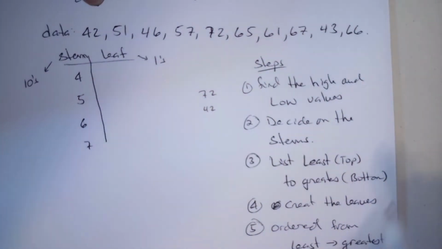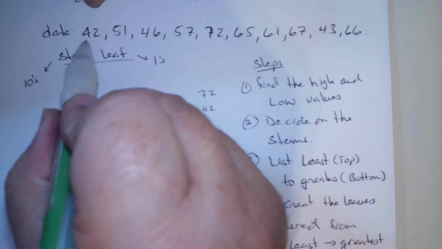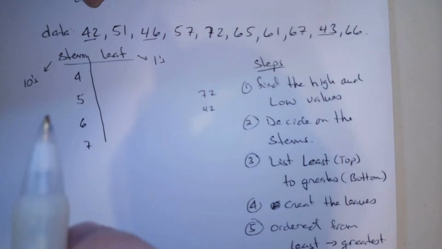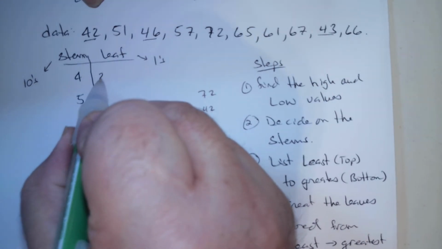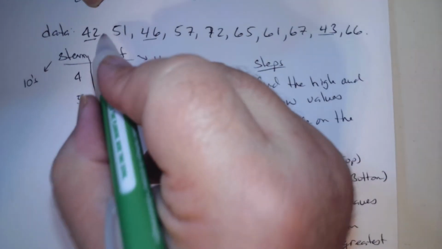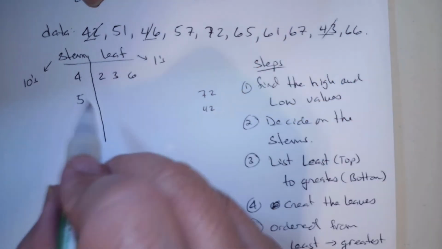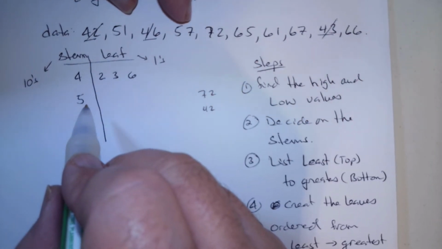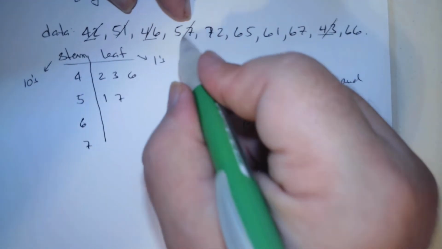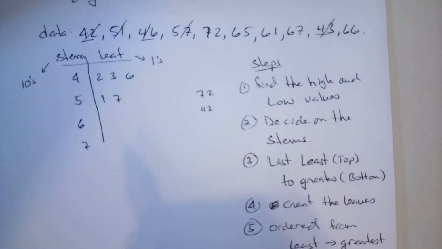Now create the leaves. Now this is where it becomes complicated because I have to look at all the 4s. Here's a 4 here, 4 here, and a 4 here. When you put the leaves in there, start with the smallest. 2, 3, 6. Okay, there are no more 4s. Okay, then the 5s. We have 51, 57. So it's 1 and 7.